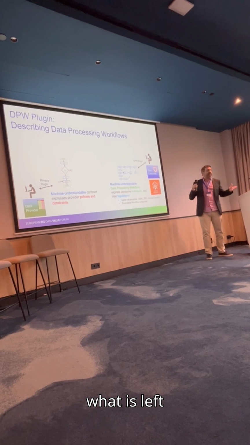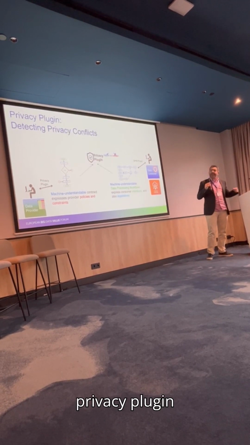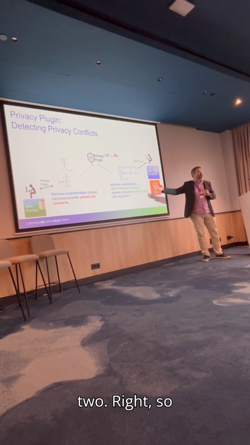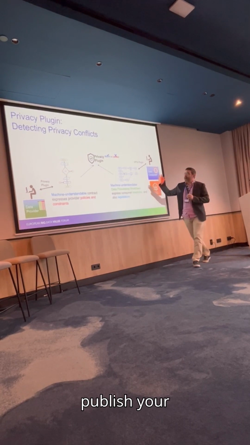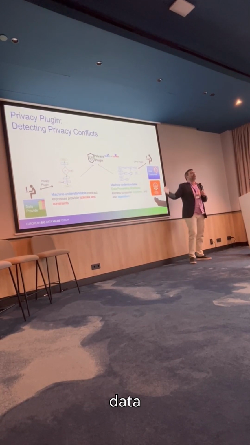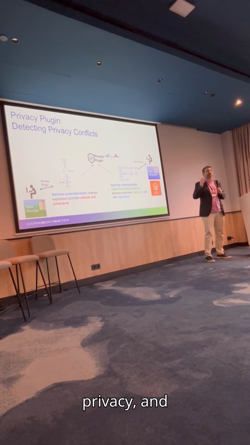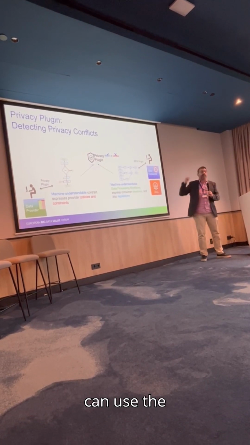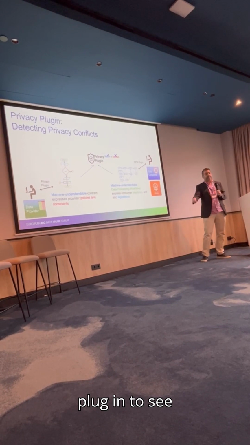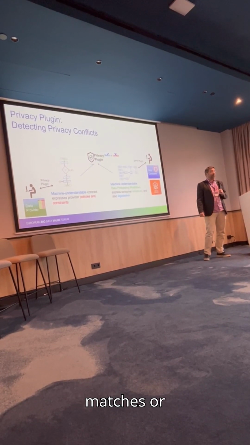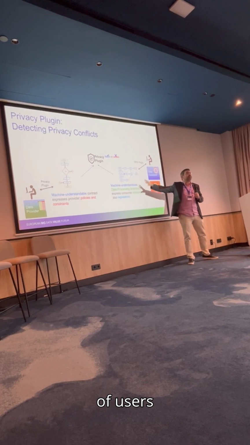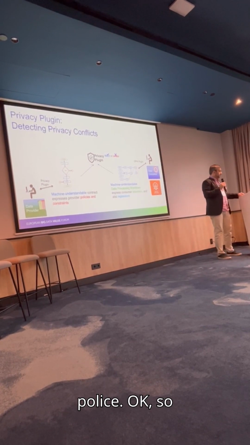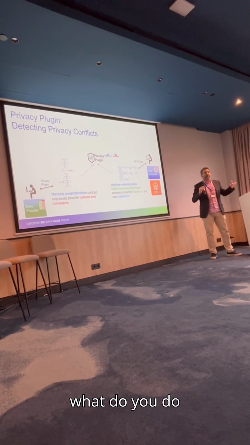Okay, so what is left now? It's left for the privacy plugin to compare the two, right? So when you publish your data set on a data catalog, you attach your privacy and usage policy with it, right? When you obtain a data set, you can use the plugin to see if your intention of usage matches or violates the privacy policy. Okay, so if it does, what do you do next?